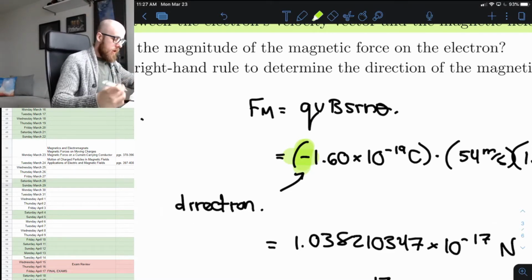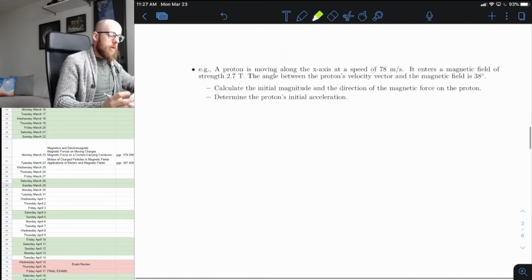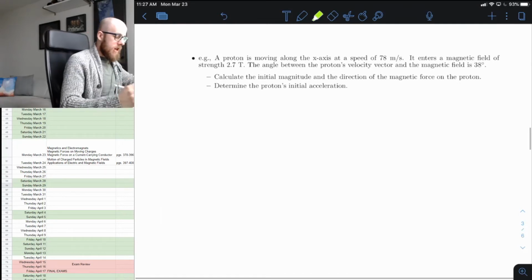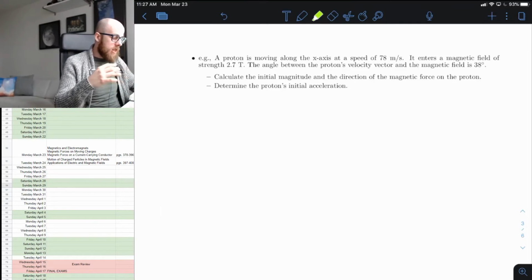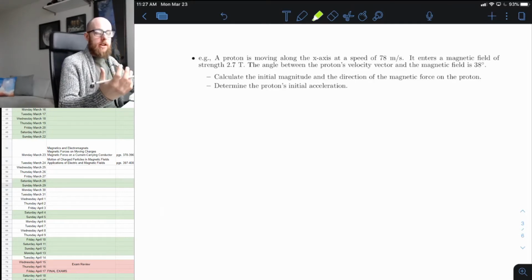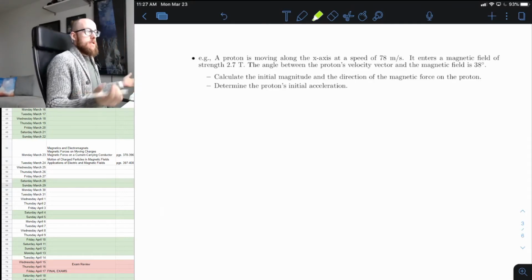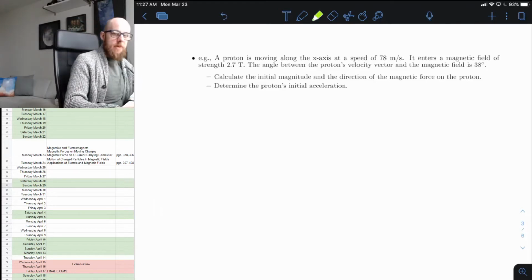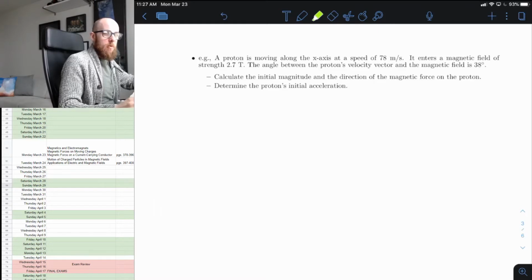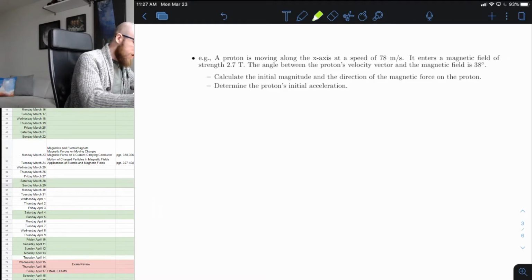Okay, let's do another example. Aiden, you kind of jumped the gun here, which is good. Let's figure out what happens when the angle is not 90 degrees. Now, nothing actually changes. The only thing that does change is theta is not 90, so sine theta is not 1.